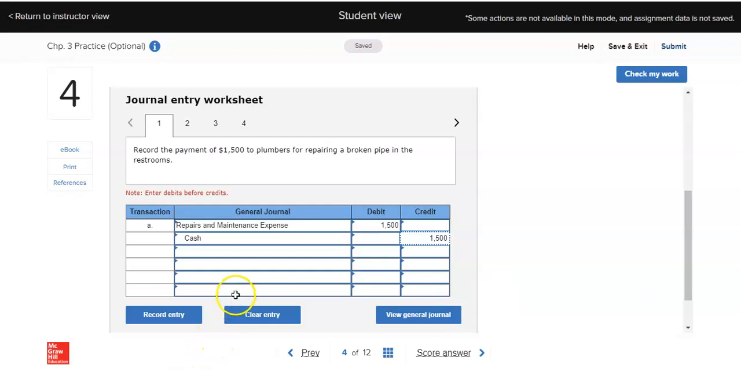In all journal entries, we have at least one debit and at least one credit. If we have only one of each, the amounts must match, and we always enter debits before credits, as Connect reminds us. Let's record the entry and do B.